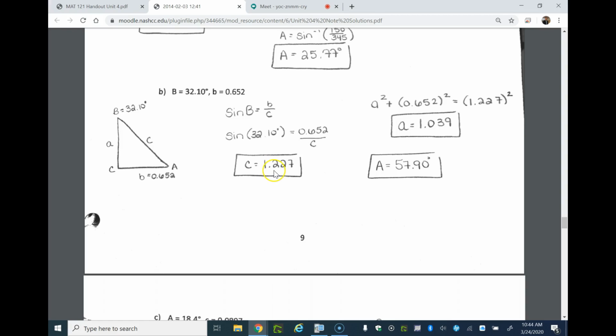So let me help you solve this part here. We've got to solve for C on this part. So if you want to write down this problem here, we're going to use our calculators to figure out the C part for this problem.